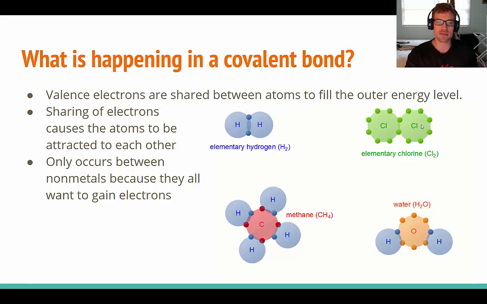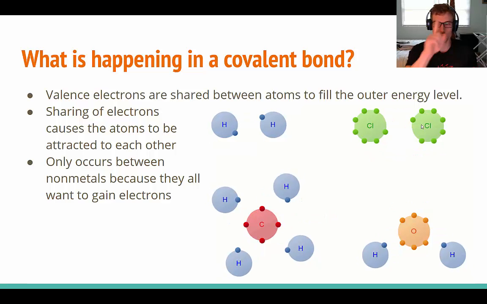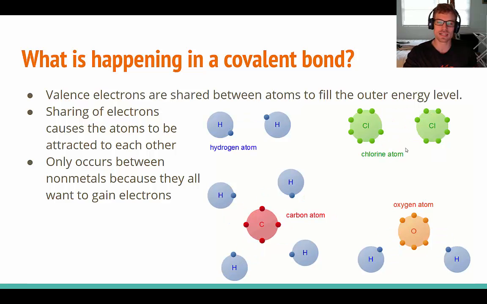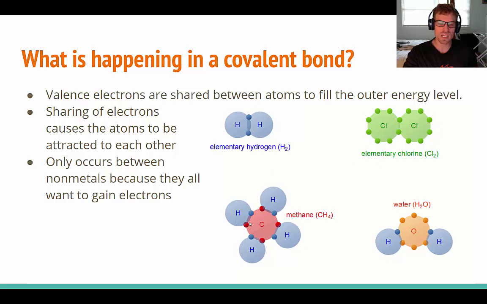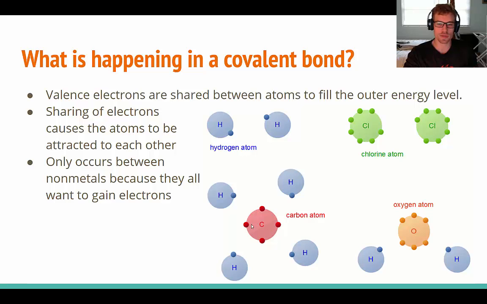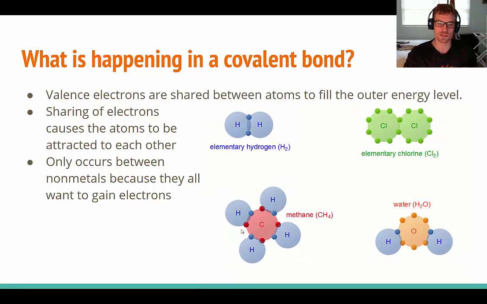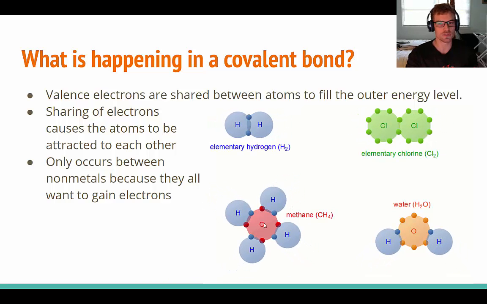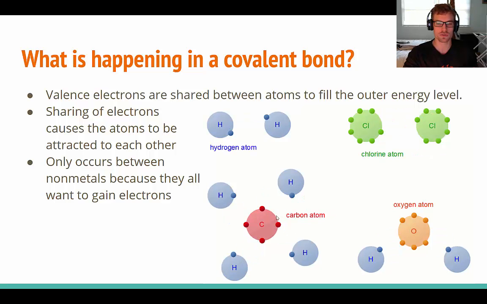Chlorine has 7 valence electrons. It needs one more, so each chlorine is going to share one electron with the other, giving you a total of 8 in the outer energy levels. You can also have compounds with more than just two elements. Here we have carbon bonding with 4 hydrogens. Carbon has 4 valence electrons on its own. Each hydrogen has 1, so when you add all that up, that gives you 8 in the outer energy level, and then each of the hydrogens has its 2.